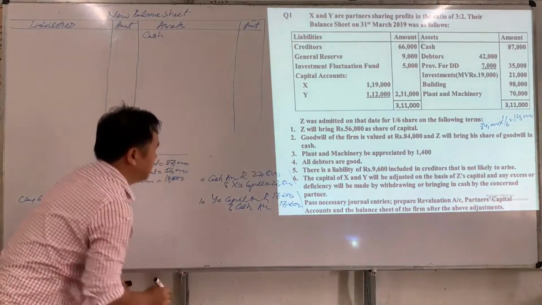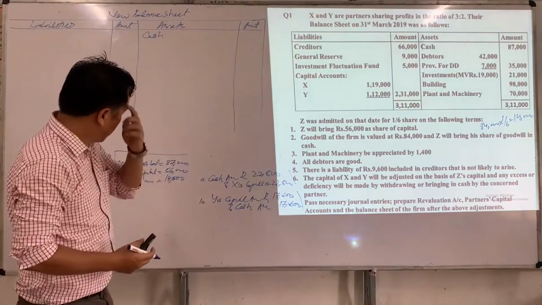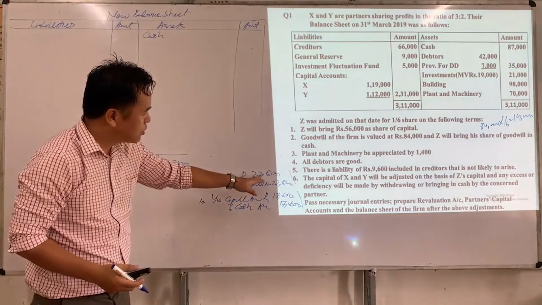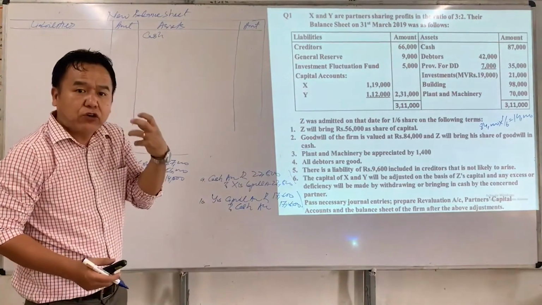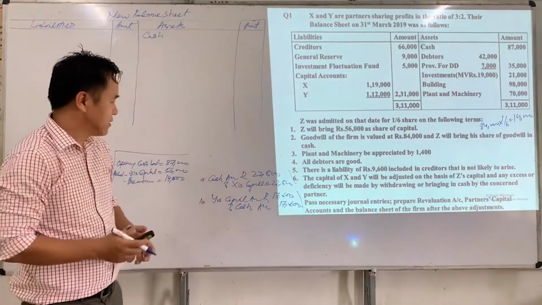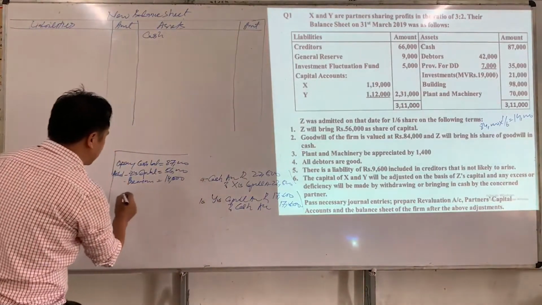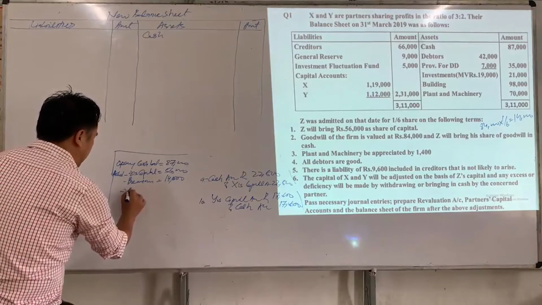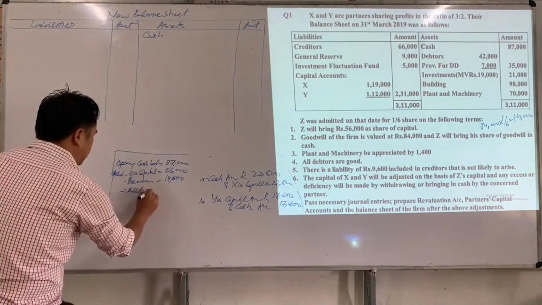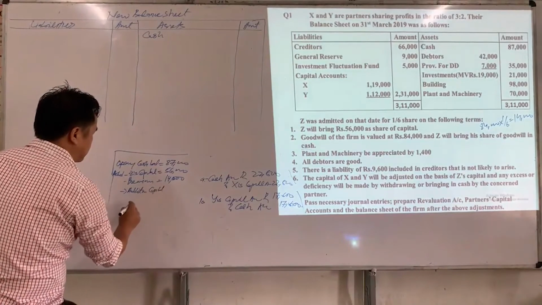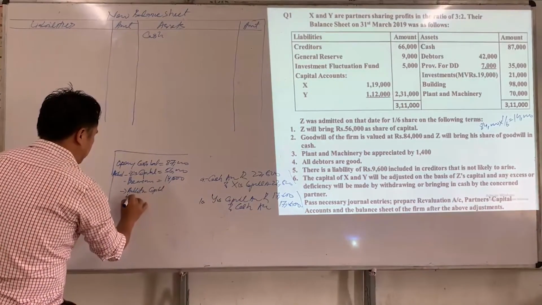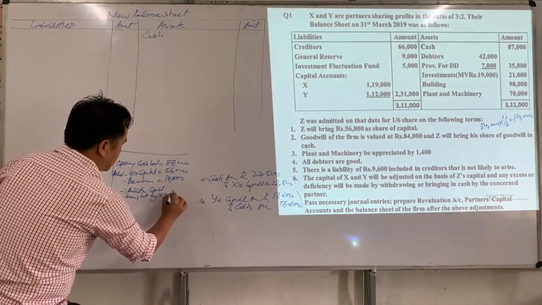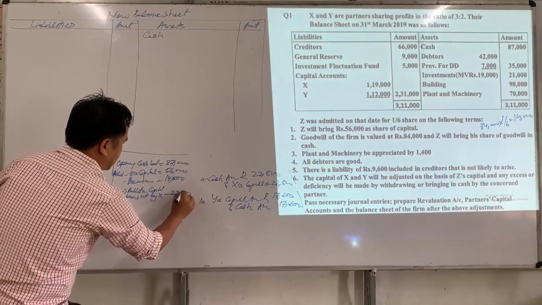Now here we need to look. Here the cash account is debited, which means X has brought an additional capital of rupees 22,600 in order to have the new capital. So here again cash is coming. Additional capital brought by X, which is how much? 22,600.